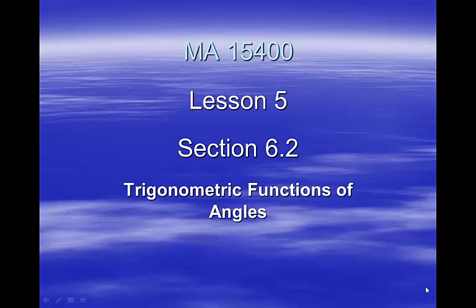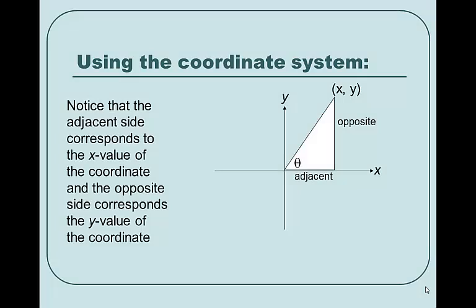Well, welcome to Lesson 5. We're still in Section 6.2, Trigonometric Functions of Angles. So we're going to use the coordinate system today. Notice I threw a right triangle on here, and notice the central angle is theta. That's the angle in question. And notice that the adjacent side corresponds to the x value, and the opposite side corresponds to the y value.